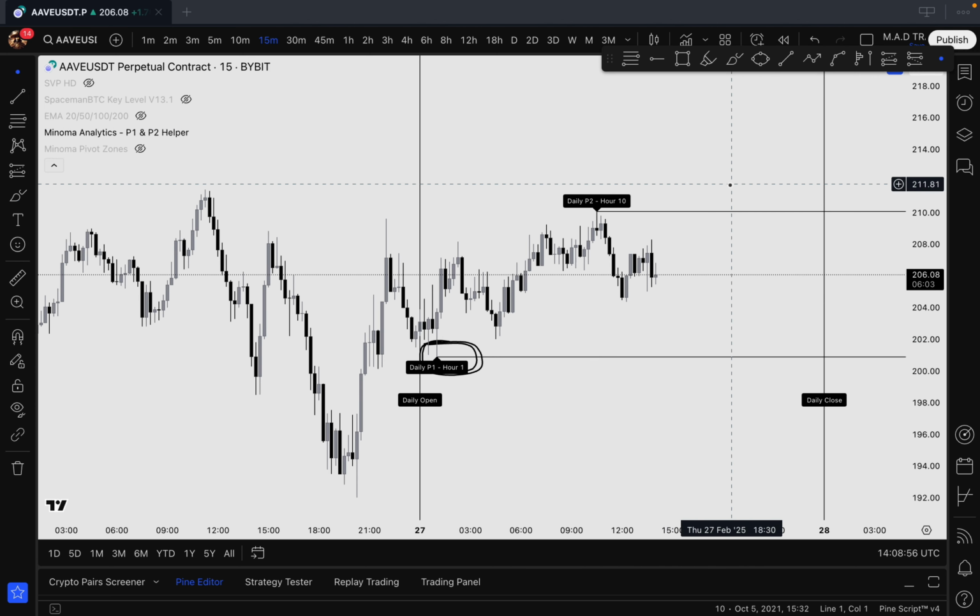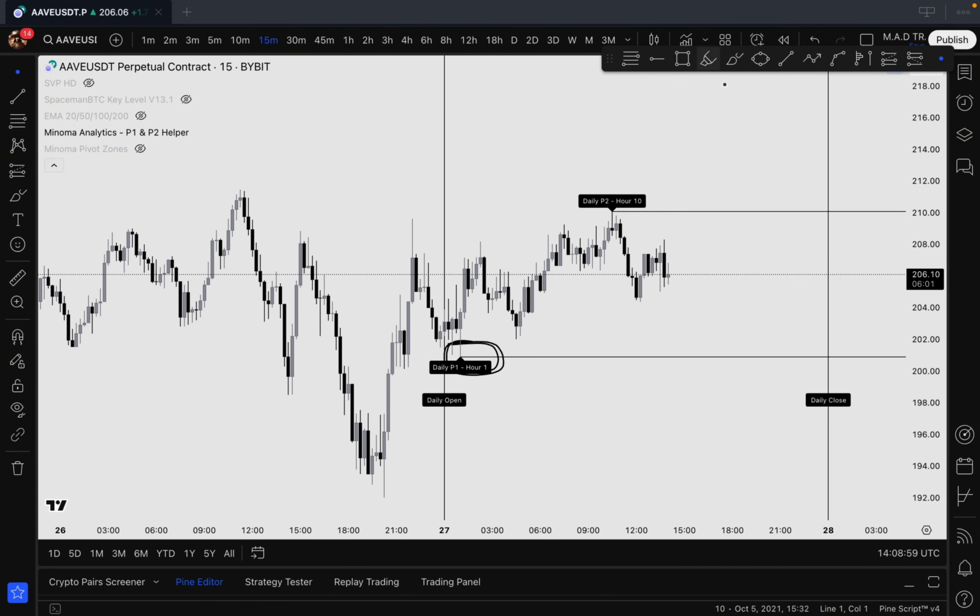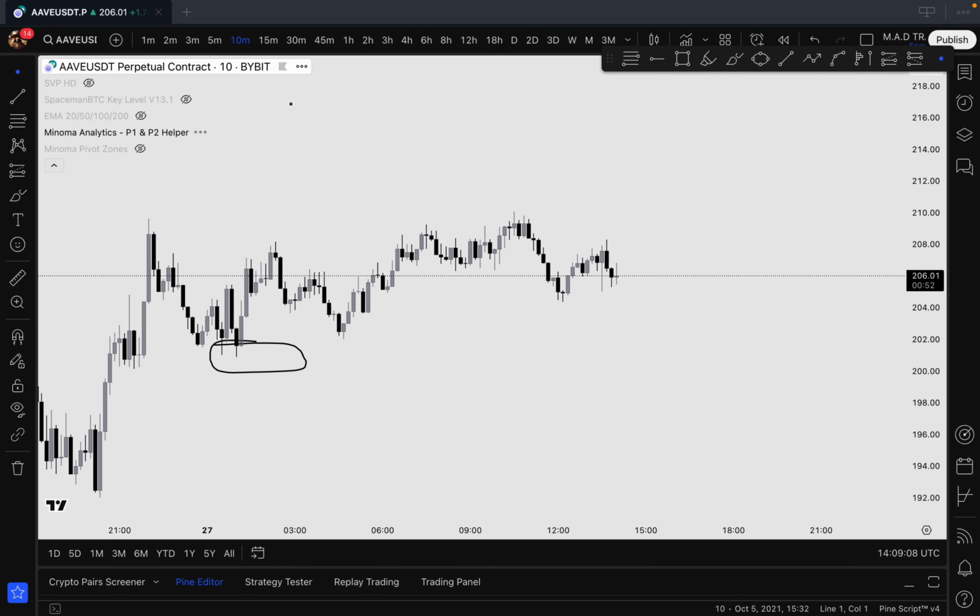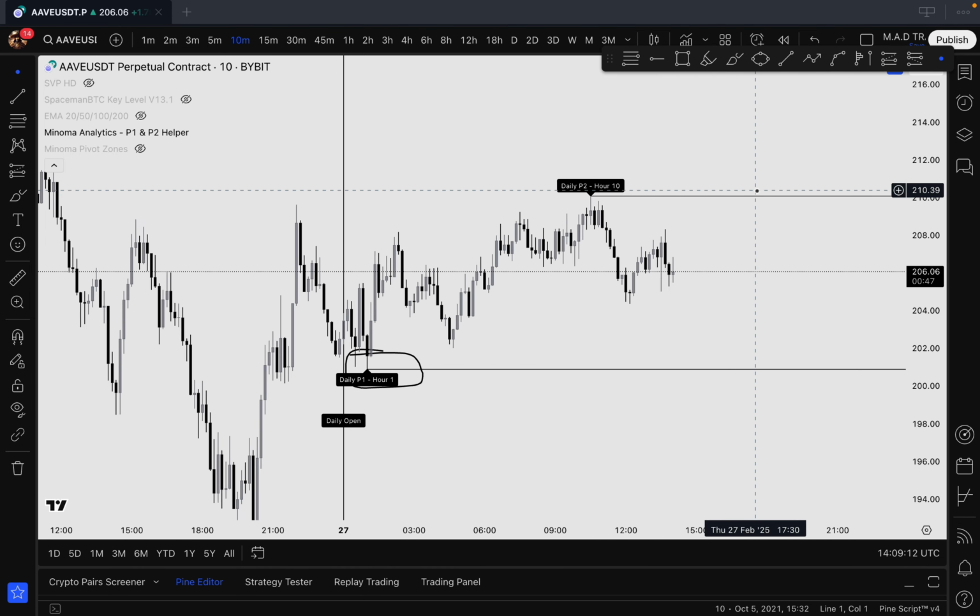Then of course you always want to confirm that also with time statistics. Well, what do I see? We have the low at hour 1. That's a good hour to put in a low. So then I know, okay, I'm interested to look for longs today on AVE. How can we do that?